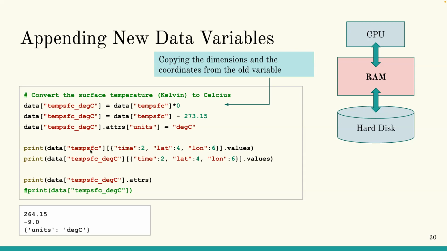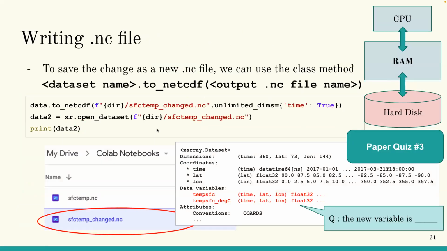When you print your variable, the two variables in here give you reasonable numbers, right? The temperature in degrees Kelvin and the temperature in degrees Celsius. And when you print the attributes of the new variable, you will see that the units have turned into degrees C, because this is what you have given to the data.